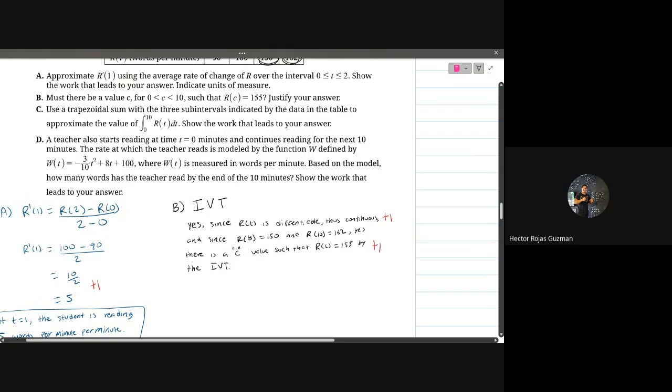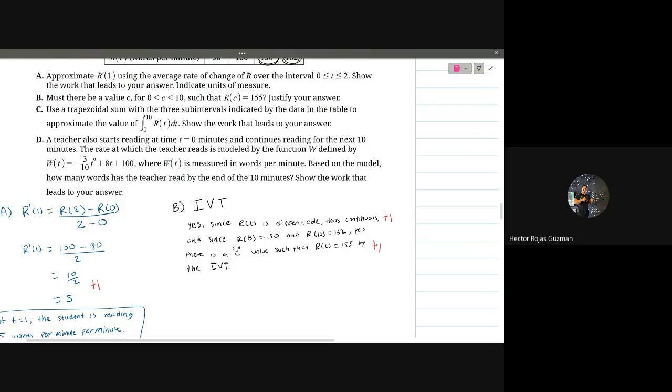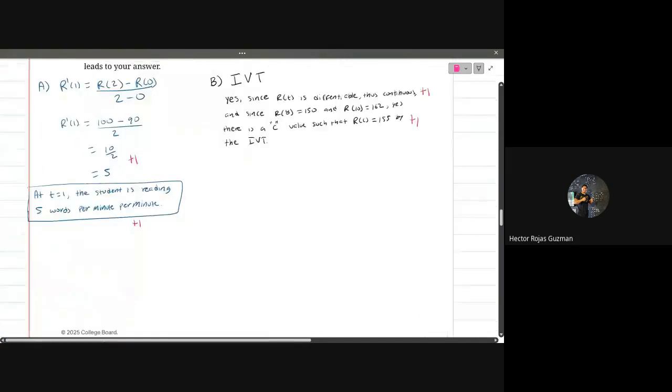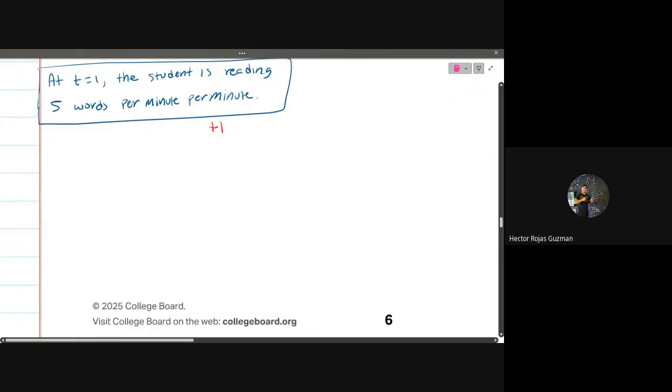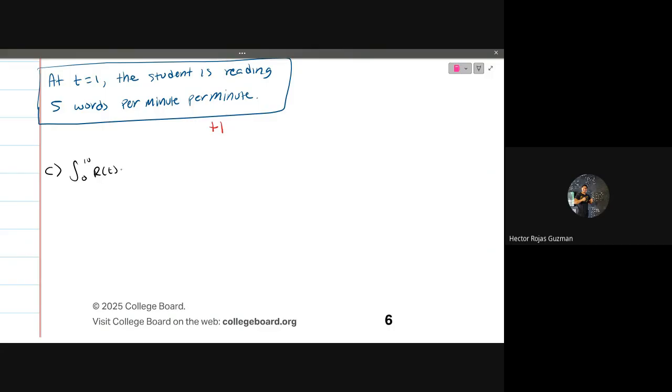C. Use the trapezoidal sum with 3 subintervals to approximate the integral. Okay. I can put that here. C. The integral from 0 to 10 of r of t dt equals, and remember your trapezoidal formula. It's basically (a plus b) over 2 times the height. And you're going to do that a bunch of times.